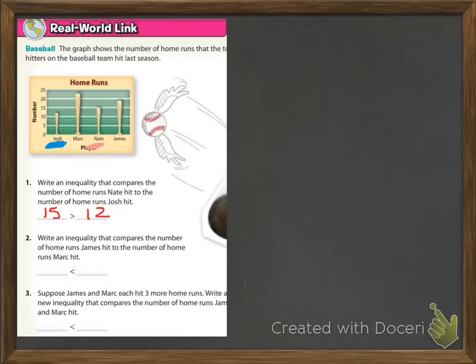Let's go ahead and erase this part. Next it says to write an inequality that compares the number of home runs James hit, so James, to the number of home runs Mark hit. And the one on the left has to be the one that's less. So James and Mark. And obviously James is less than, so we need to look and count and see on the graph what he has, which looks like about 19. So 19 is less than what Mark hit, which looks like about 22 or 23, so we're going to put that as 23.